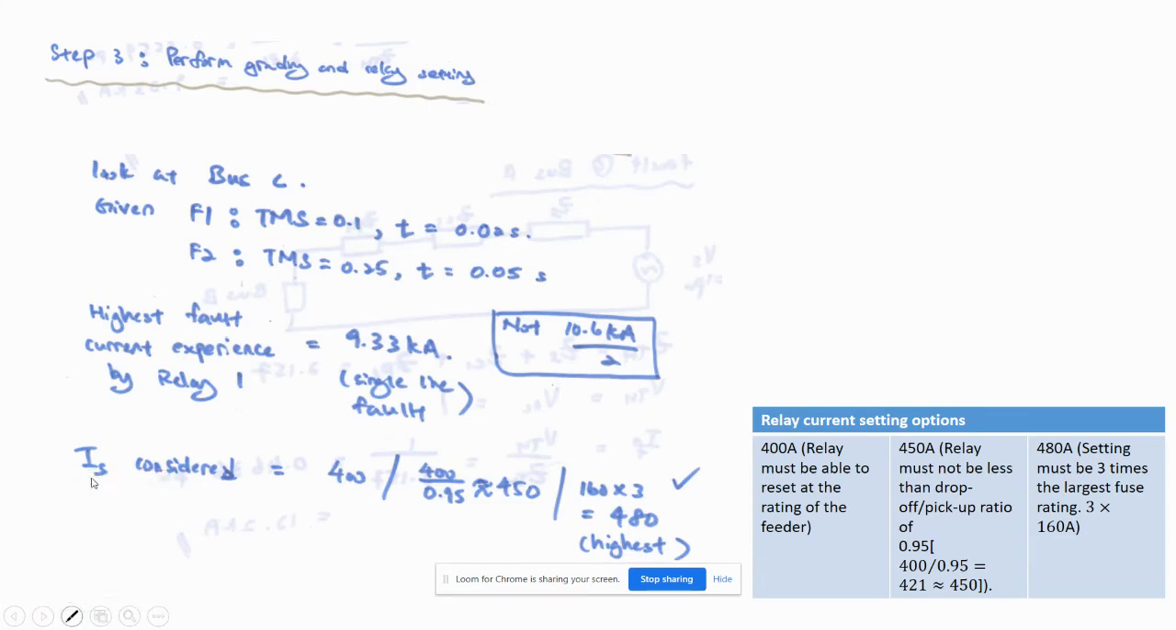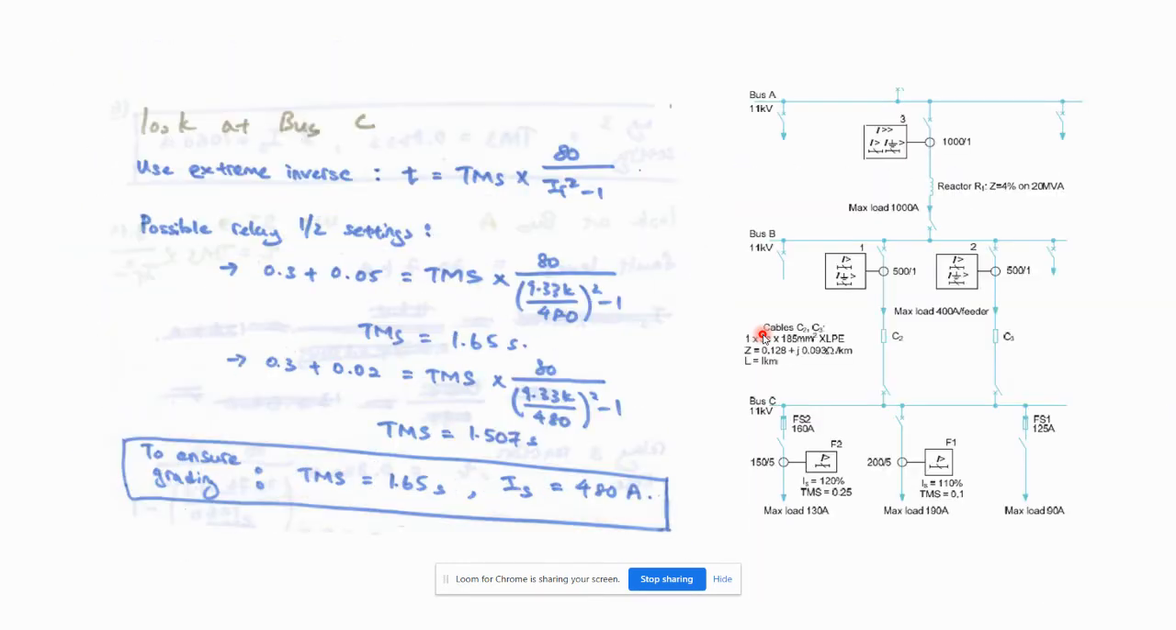Okay, so now with the calculations of the fault current, we are ready to perform the grading and the setting of the relay. So when we look at bus C, because bus C is the load bus, we notice what are the things that we need to set over here: the relays. Remember, we want to set the relay. Only relays are settable. Only relays can be set.